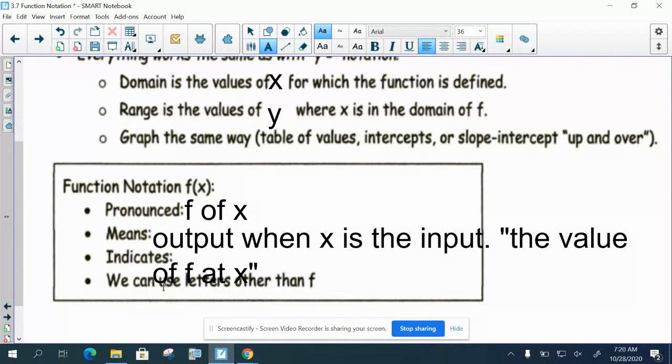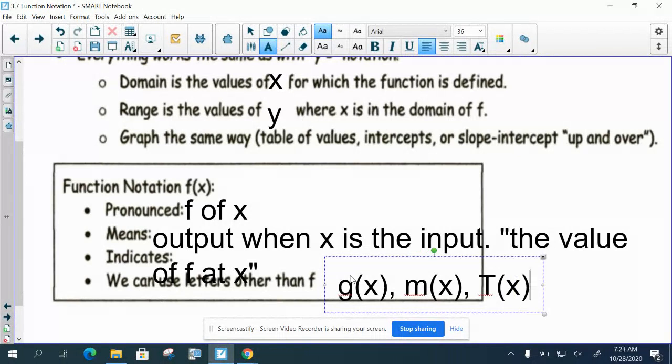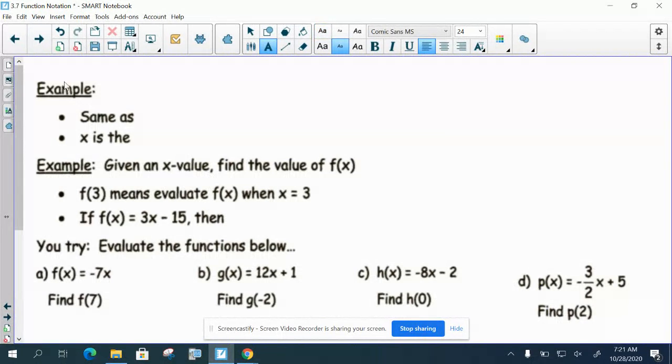All of this is just things you probably know already, just different wording, different terminology. And we can use letters other than f. So you'll see g of x, you can see m of x, you can see capital letters like capital T of x, anything like that. All right, so let's do a few examples with function notation.